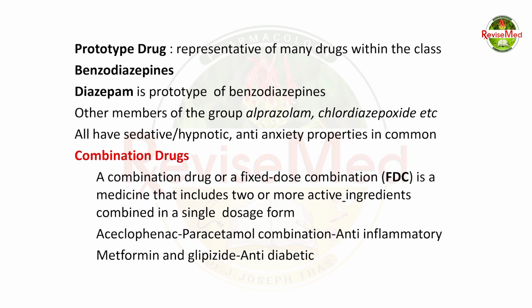What is a combination drug? A combination drug, or fixed dose combination, is a medicine that includes two or more active ingredients combined in a single dosage form. Aceclofenac-paracetamol combination is an anti-inflammatory one. Metformin and glimepiride is an anti-diabetic combination. In the following portion, we will see how drugs are actually classified and called.